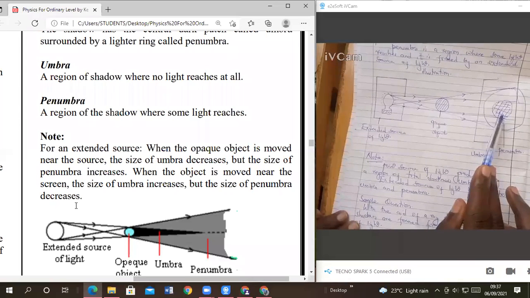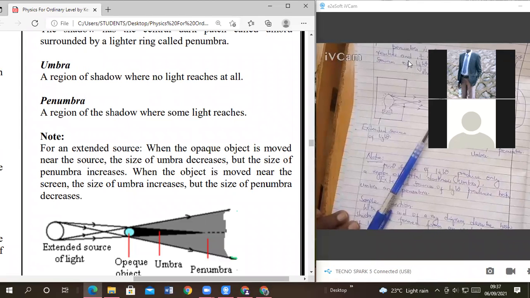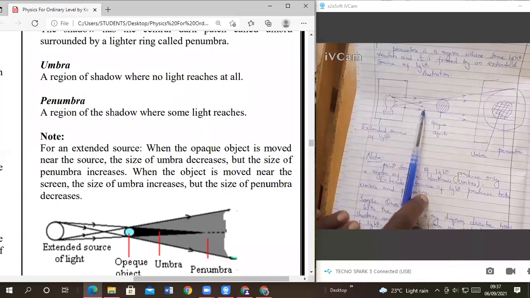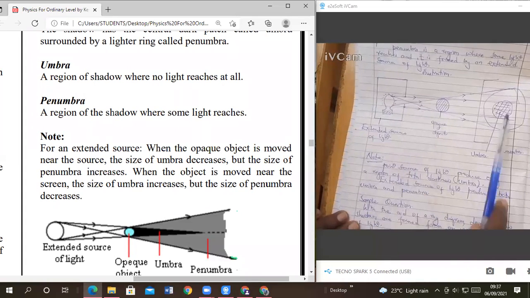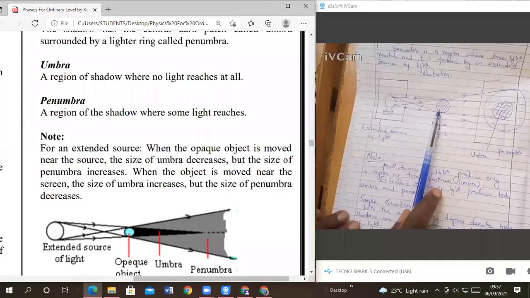Or the screen. So if the opaque object is brought closer to the light source, the umbra formed is going to be small, but the penumbra will be big. Are you together? You can see it like the one we have drawn here.